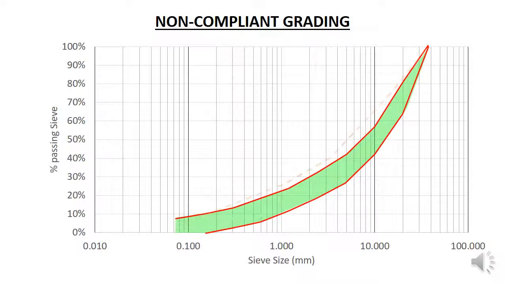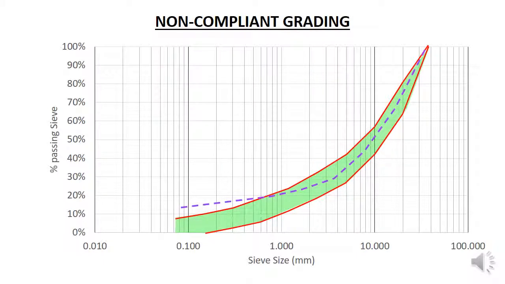Let's look at another one. The orange curve shows the opposite case where there is too much sand, and so the aggregate is not suitable for use as a base course. There is not enough coarse material to provide the primary support for the traffic loadings.